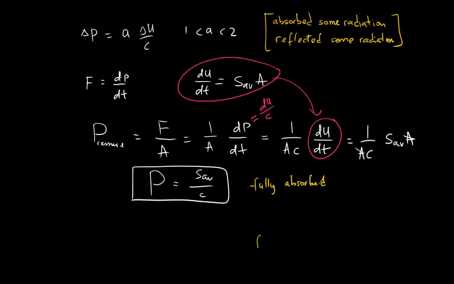In the case of fully reflected, the pressure is twice as great. So the pressure would be 2 times S average over c.